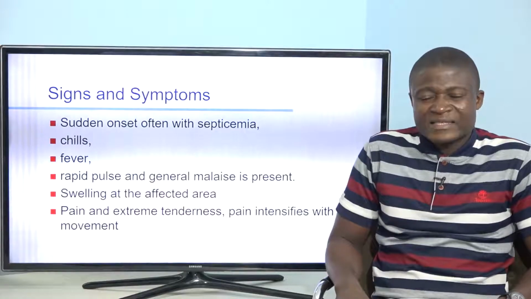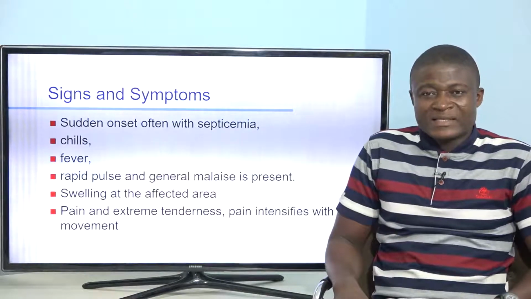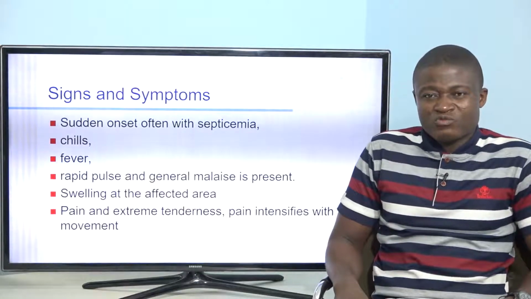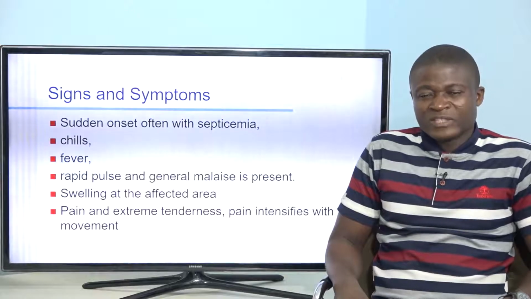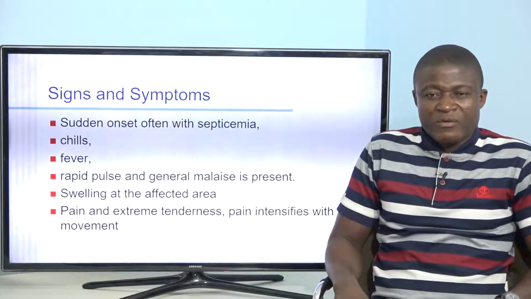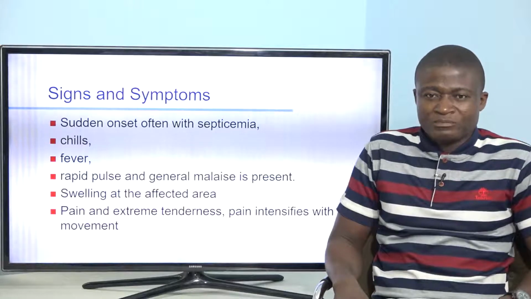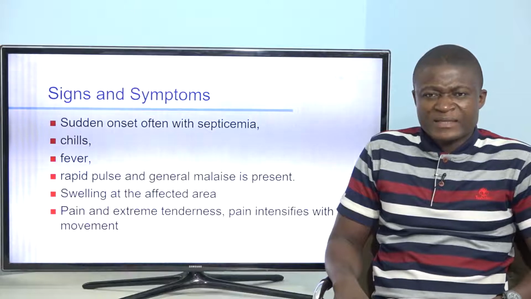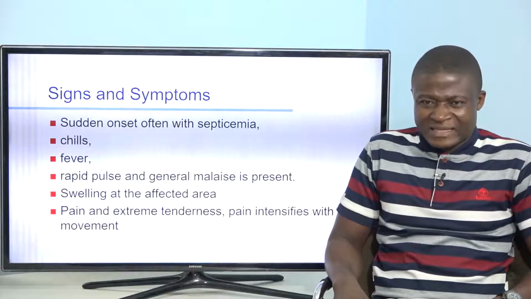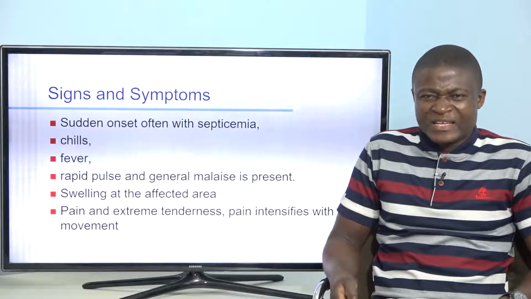Let's look at signs and symptoms of osteomyelitis. There is sudden onset, often with septicemia. There are chills, fever, rapid pulse, and general malaise. There is swelling at the affected area. There is pain and extreme tenderness. Pain intensifies with movement.